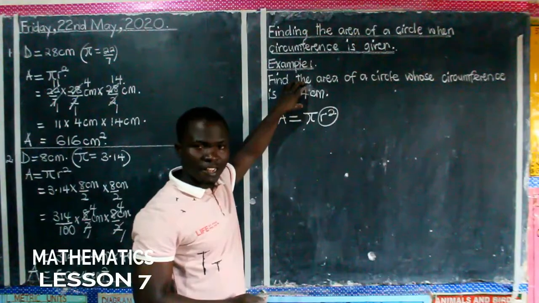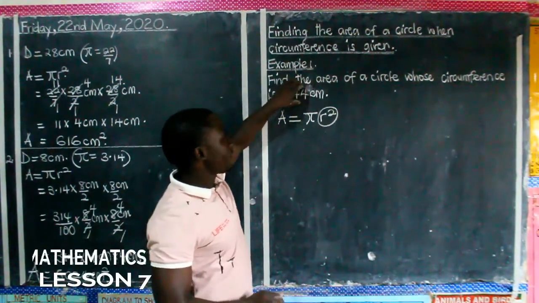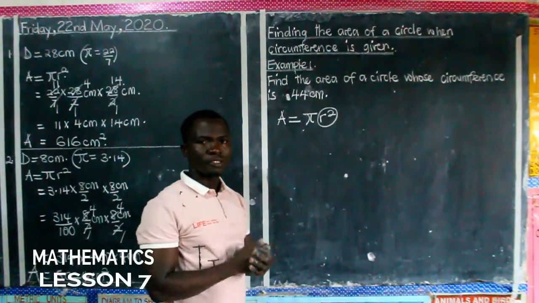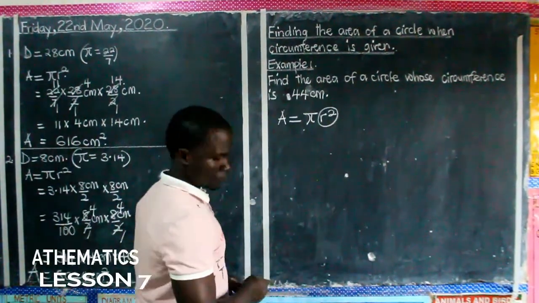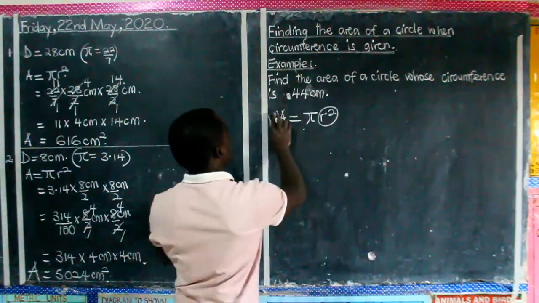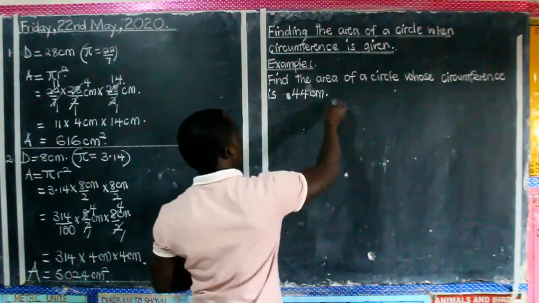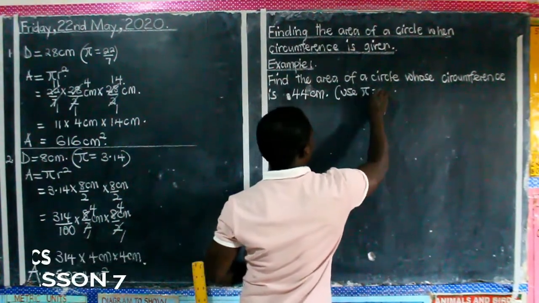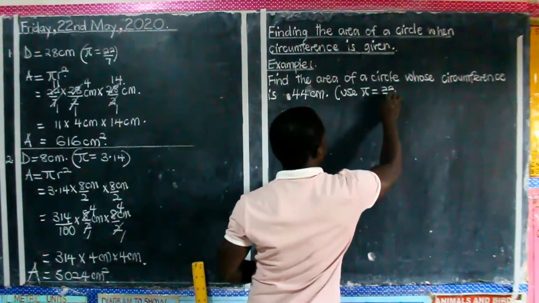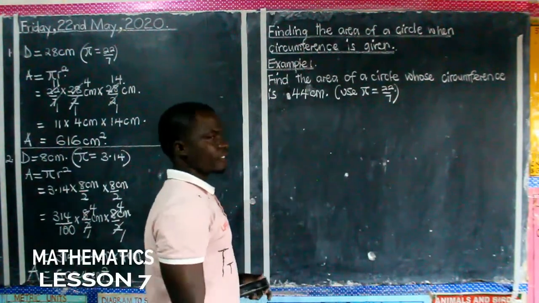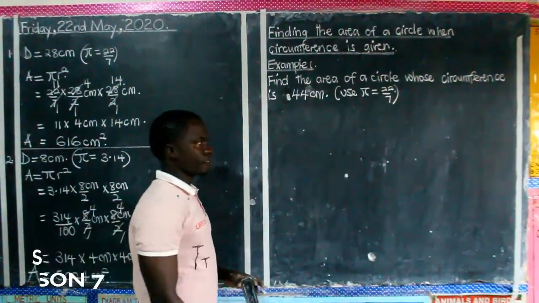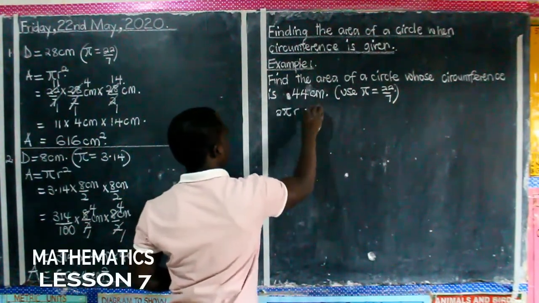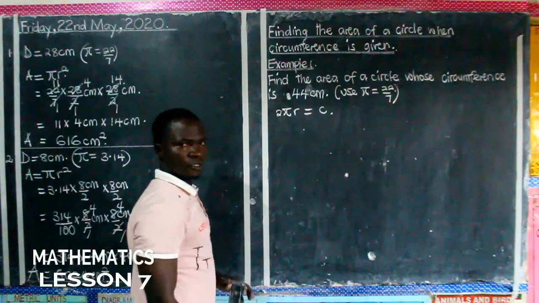After getting the radius, come down and find your area of that circle. And the pi we are to use is 22 out of 7. Let's look for the radius first. We shall set 2 pi r equals circumference.